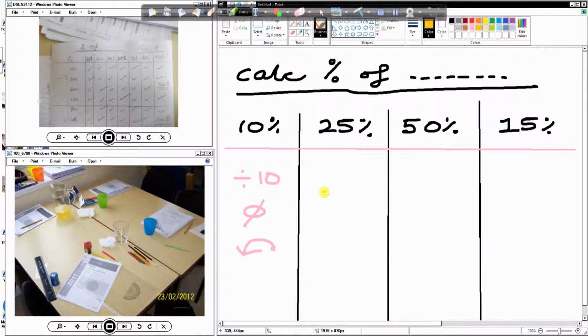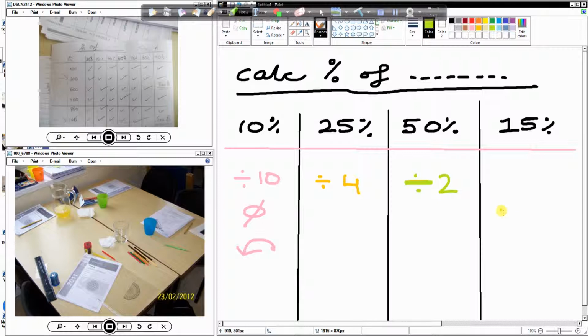25%. To work out 25%, what do we do? We divide by 4, because 25% is a quarter. 50%, what do we do? We divide it by 2, because 50% is a half. You don't divide by 50.